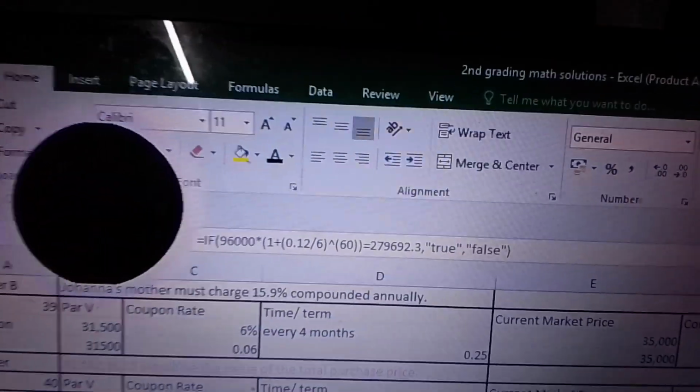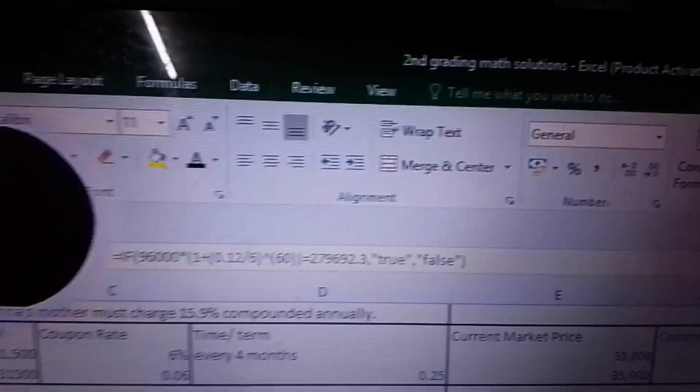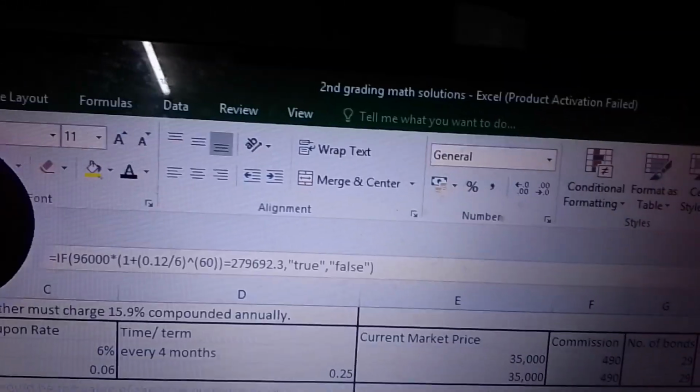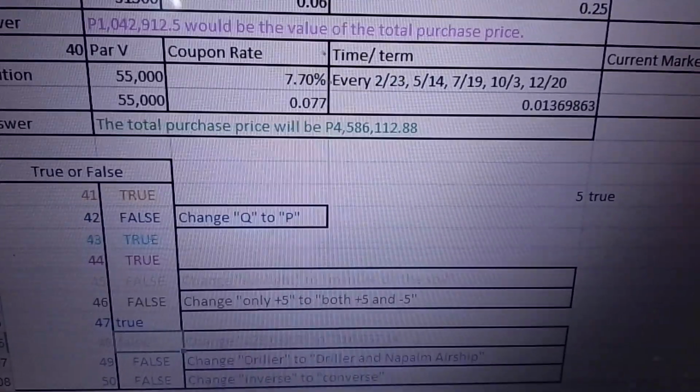Di ba? Because doing this will give you this answer. And then we add 1 and then raise it to the 60th power and then multiply that to give you that answer. If it gives you the right answer, that's true. If it's wrong, then false. So, of course, it's false. We know why it's false because it did not give you the right answer.